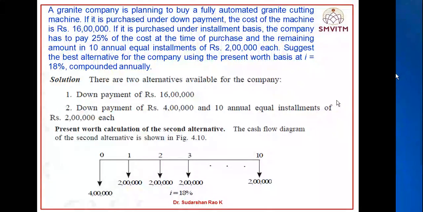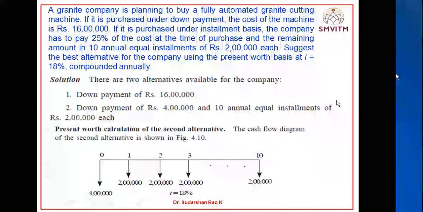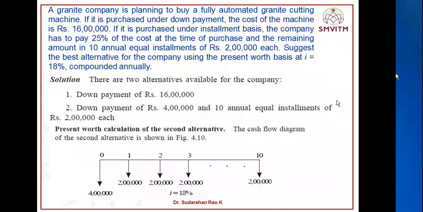For example, a granite company is planning to buy a fully automated granite cutting machine. If it is purchased under down payment, the cost of the machine is rupees 16 lakh. That is, if they purchase with the full amount, they have to pay 16 lakh rupees as down payment. If it is purchased on an installment basis, the company has to pay 25% of the total cost at the time of purchase, and the remaining amount in 10 annual equal installments of rupees 2 lakh each. Suggest the best alternative for the company using the present worth basis at i equal to 18% compounded annually.